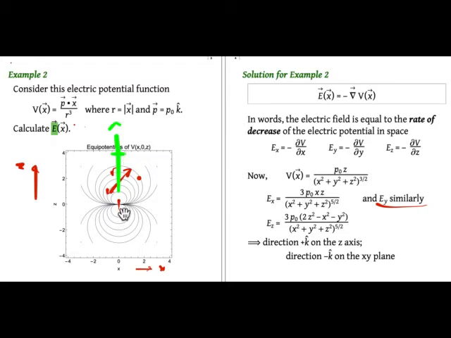Well, on the z-axis, x is 0. So Ex would be 0. Similarly, Ey. And Ez would be 3p0 times 2z squared. X and y are 0, so it'll be positive. So at this point, the electric field will be in that direction. And you see that's the rate of change of the potential, the rate of decrease of the potential.